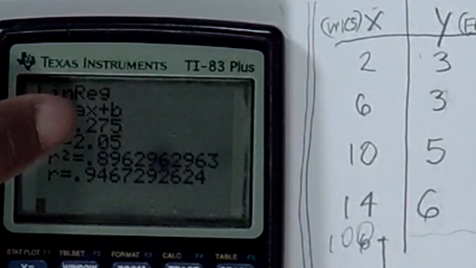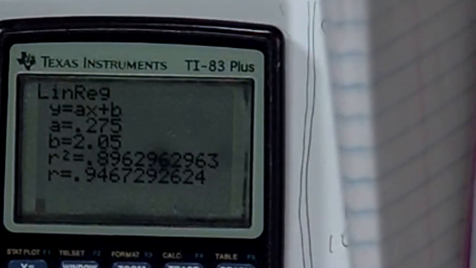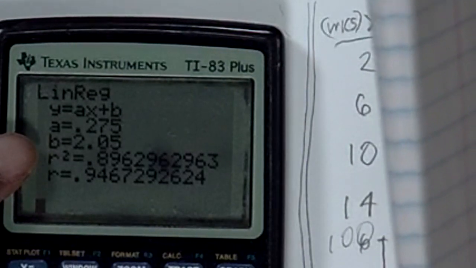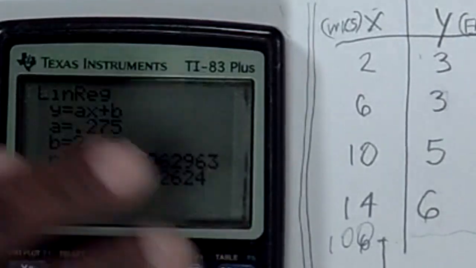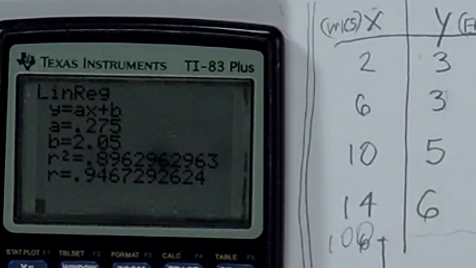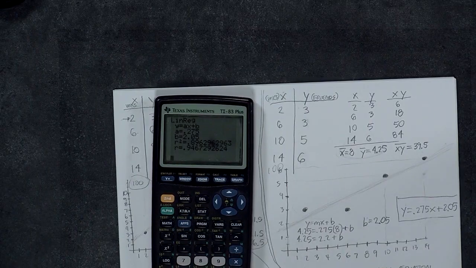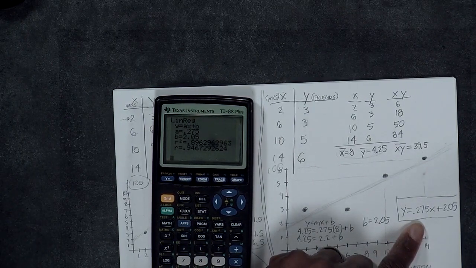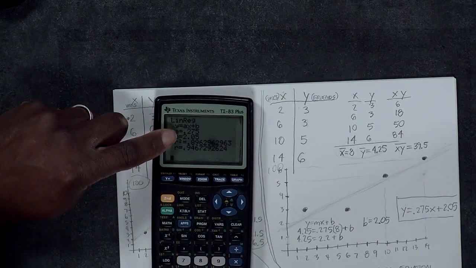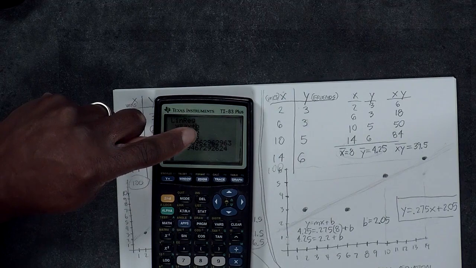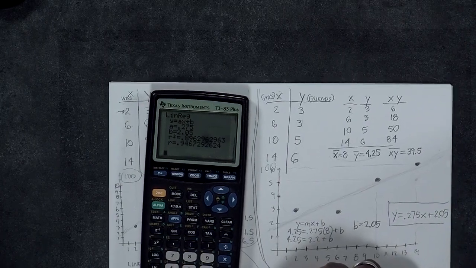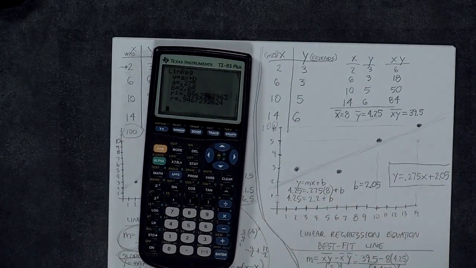We got y is equal to ax plus b. I hope you can see that. And then a is 0.275. And look what we have here, we got the same 0.275. And then here you can't see it, but b is 2.05 on the calculator. And look what we got here, 2.05.